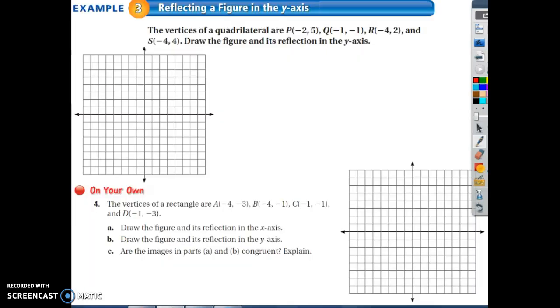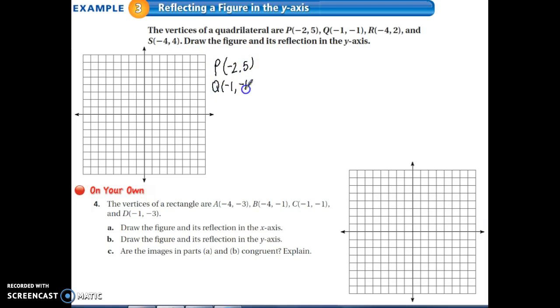In example 3, we're going to repeat this, except with a quadrilateral over the y-axis. So my quadrilateral has the coordinates P, which is located at -2, 5. Q is located at -1, -1. R is located at -4, 2. And S is located at -4, 4.